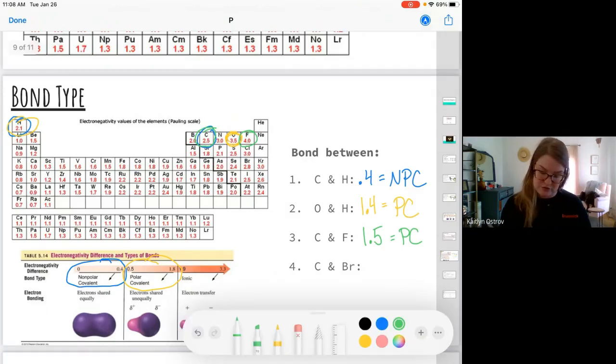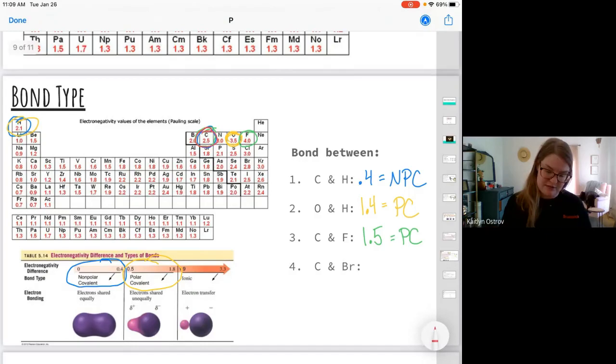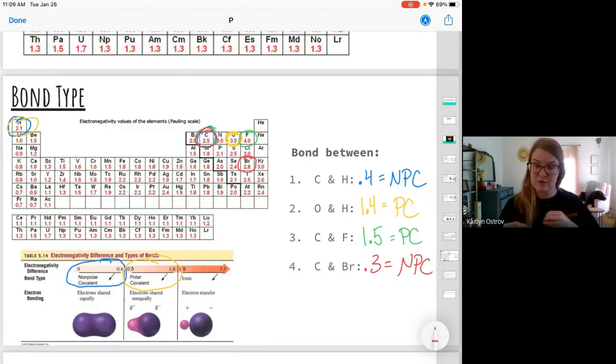And then we'll do this last one where we have carbon, which we've been working with consistently, and this time bromine. So we have 2.5 to 2.8. Find the difference there. It's just 0.3. So this one is non-polar covalent. So looking at this chart of electronegativities and finding the difference in electronegativity between these two atoms that are forming a covalent bond will help you determine if it's a polar covalent bond or non-polar.